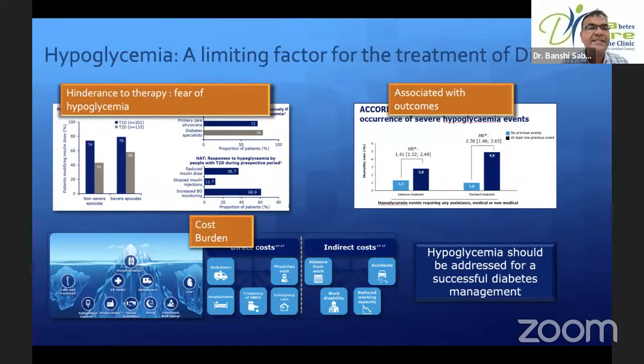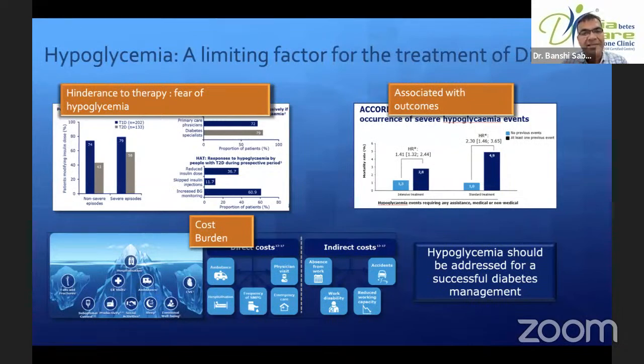Now, this is very interesting: hypoglycemia is really a limiting factor for treatment of diabetes. Otherwise, if you start any patient on any medication, you will be able to achieve tight glycemic control. But we can't, because of hypoglycemia. Hypoglycemia is the biggest limiting factor. It is fear of hypoglycemia which is responsible for hindrance to therapy.